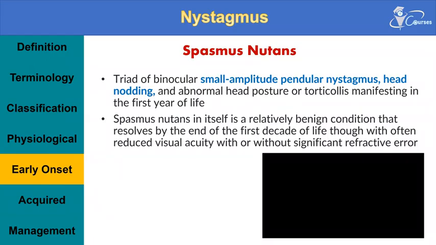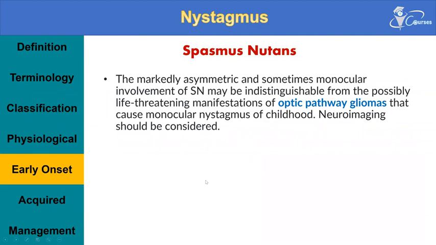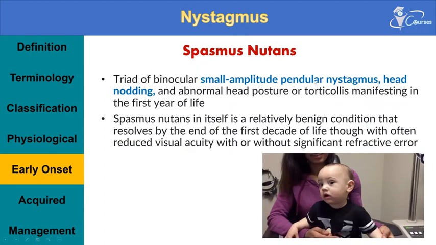However, the important thing about spasmus nutans is that it is symmetrical. It should be symmetrical. It should be conjugate between both eyes. If it is markedly asymmetrical, or if it is only involving one eye, please always consider optic pathway gliomas. The optic pathway gliomas, optic nerve gliomas or visual pathway gliomas can cause the same picture. So in this case, for patients with spasmus nutans, neuroimaging is a must. So again, spasmus nutans is a high frequency, small amplitude nystagmus with head nodding.